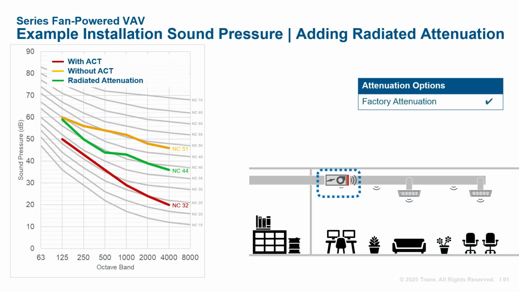First, the VAV box manufacturer offers a factory-installed and tested attenuation package designed to reduce radiated sound. The data in green shows the VAV box with factory attenuation. This is an improvement over the standard terminal box installation without acoustical ceiling tiles. But NC44 still may not be good enough for the space type.